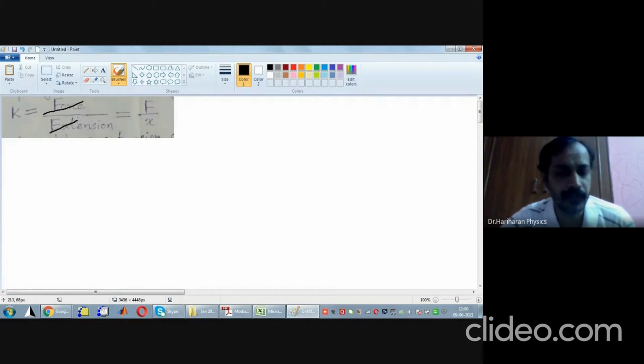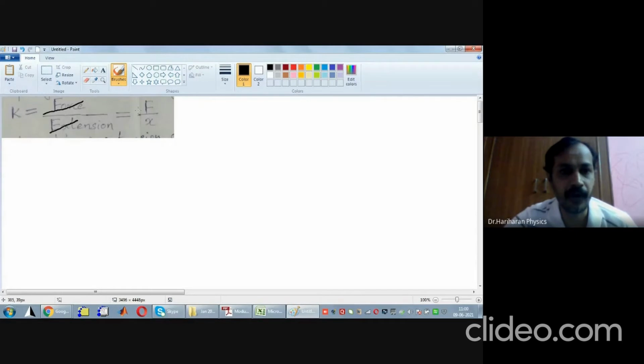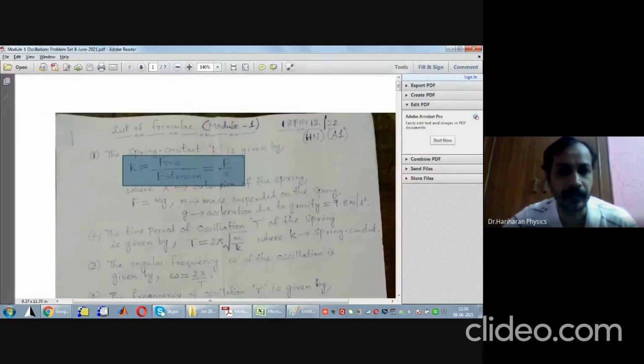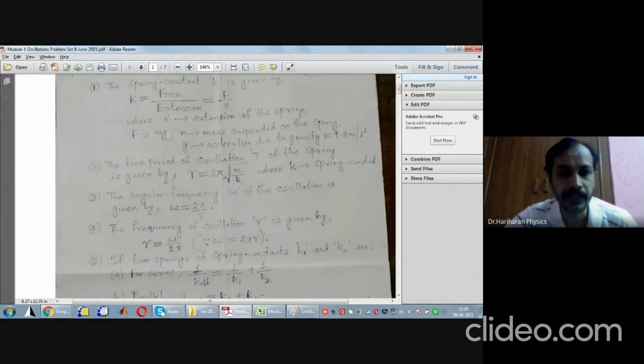What does this force represent? Force will refer to the restoring force, or if there is a mass attached to the spring, that force will refer to mass into acceleration due to gravity, m into g. Here F stands for the force acting on the body. X will give you the extension produced by the spring. Okay, that's what has been given here.